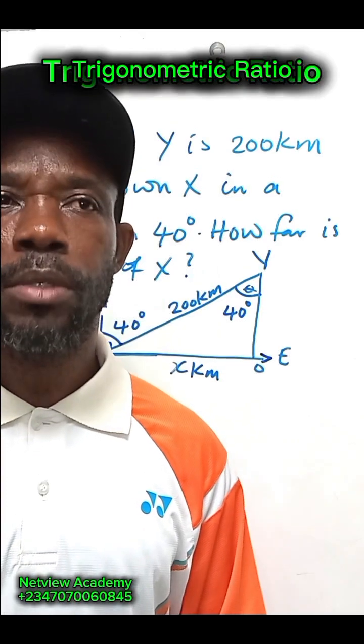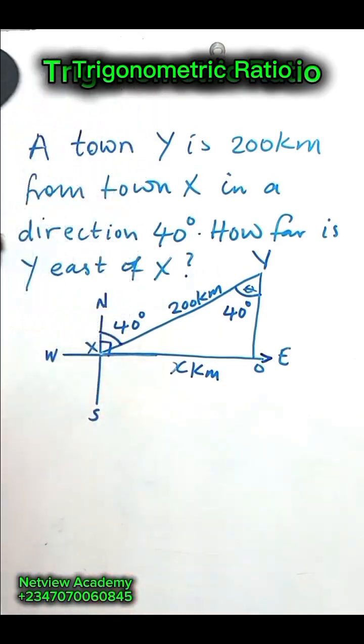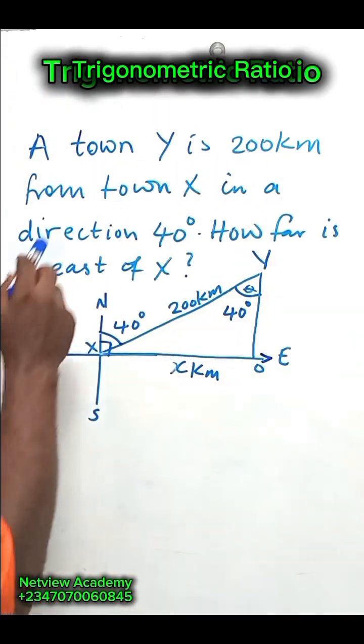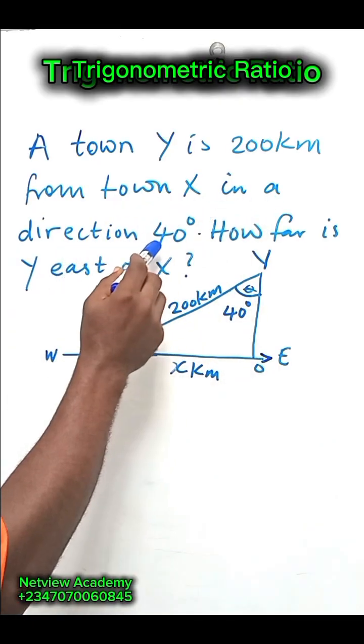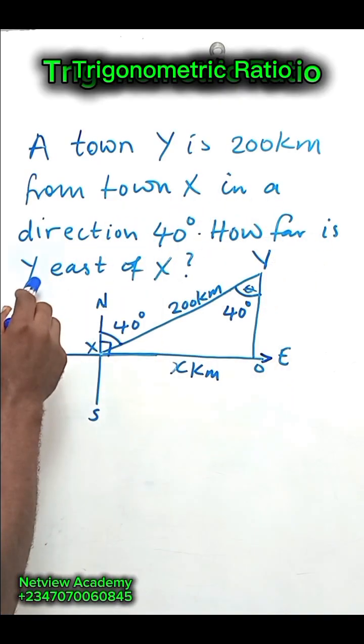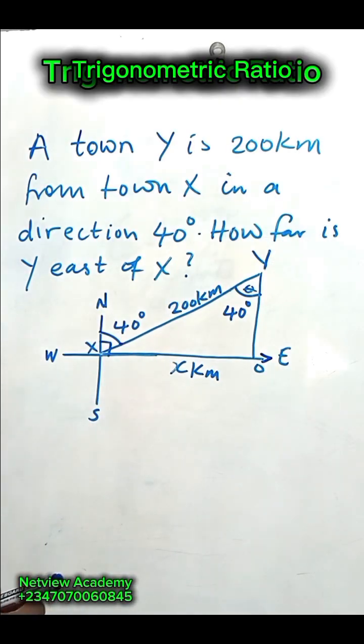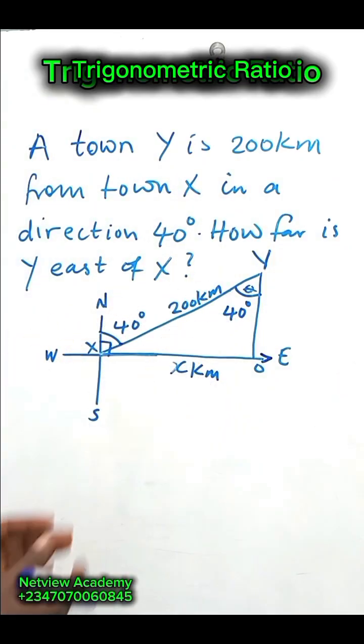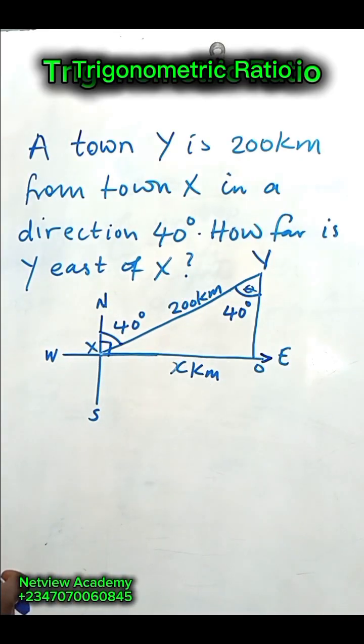Hello, let's attempt this question together. A town Y is 200 kilometers from town X in a direction 040 degrees. How far is Y east of X? Now this is a diagram showing the location of the two towns.